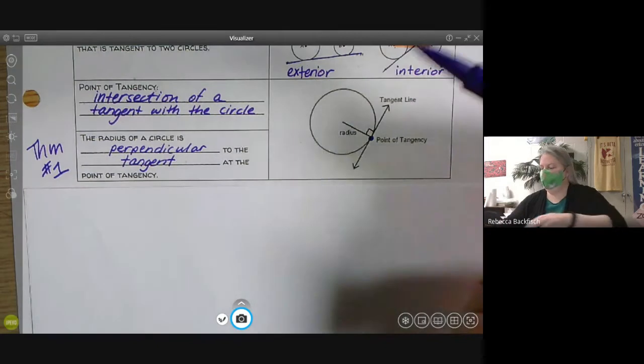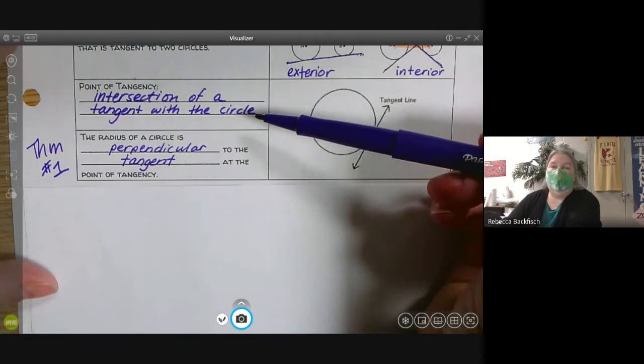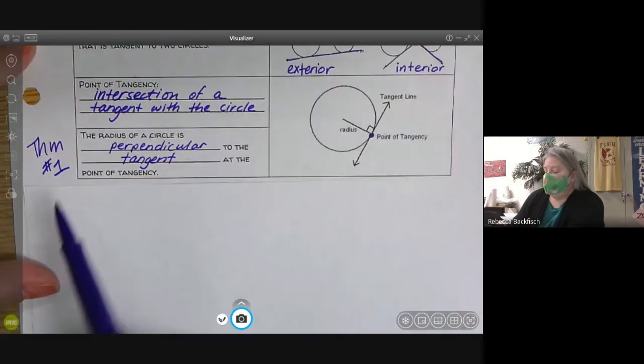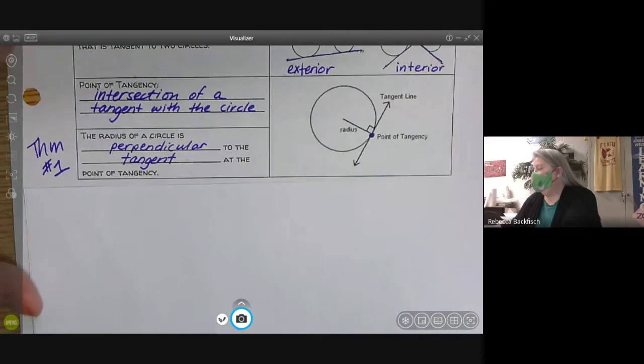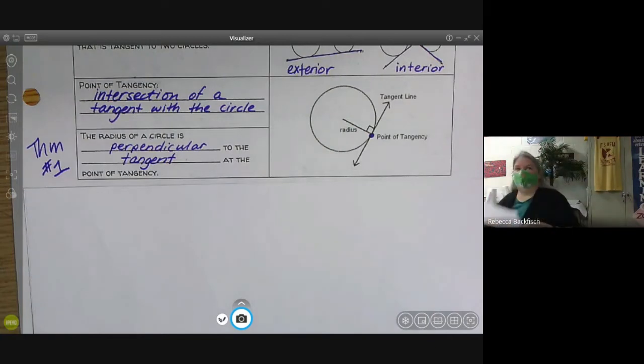Okay, so the point of tangency is that one point that the circle and the line have in common, or the two circles have in common. And then here's our big statement. The radius is always perpendicular to the tangent. Sometimes people will ask me which radius. Well, the radius at the point of tangency.